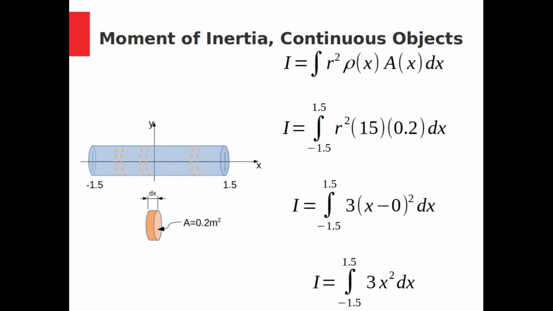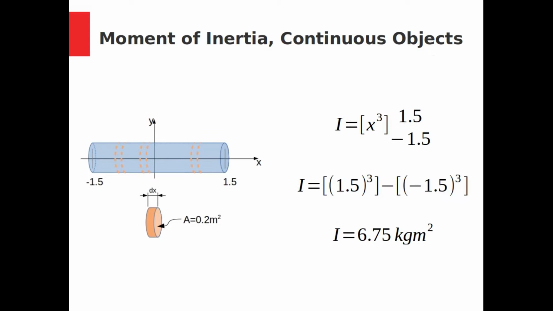We now substitute all we know, the density and the area. Then we simplify this integral. The limits of integration are the locations of the endpoints of the rod, negative 1.5 meters and 1.5 meters. Now we perform the integral and substitute the bounds and subtract. We get a moment of inertia of 6.75 kilogram meters squared.